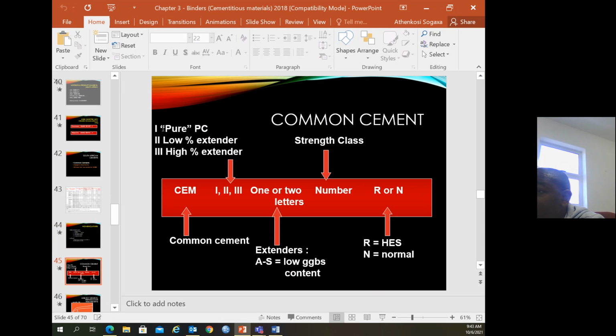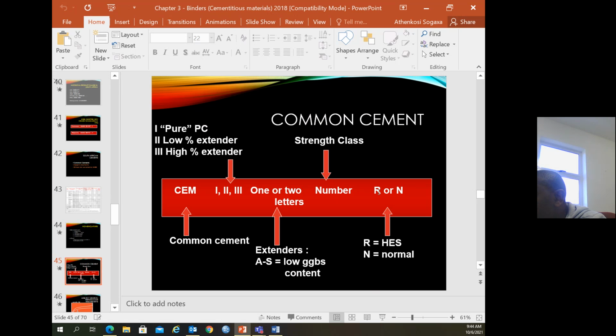Now, here are your SEMs. Again, SEM1 is pure Portland cement. SEM2 has low extenders, while SEM3 has high extenders. Meaning that with SEM1, 2, or 3, if there is a letter, that means there are extenders. That means there is maybe a low GGBS.